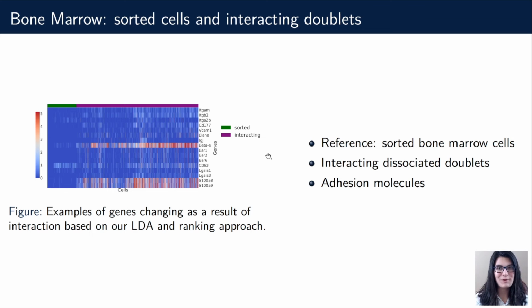The next dataset we use is a bone marrow dataset where the reference contains sorted cells. Our interacting population, again, is interacting doublets. On the heat map, we show some of the genes we've identified to be changing as a result of interaction. Once again, adhesion molecules are amongst the top ranking genes.